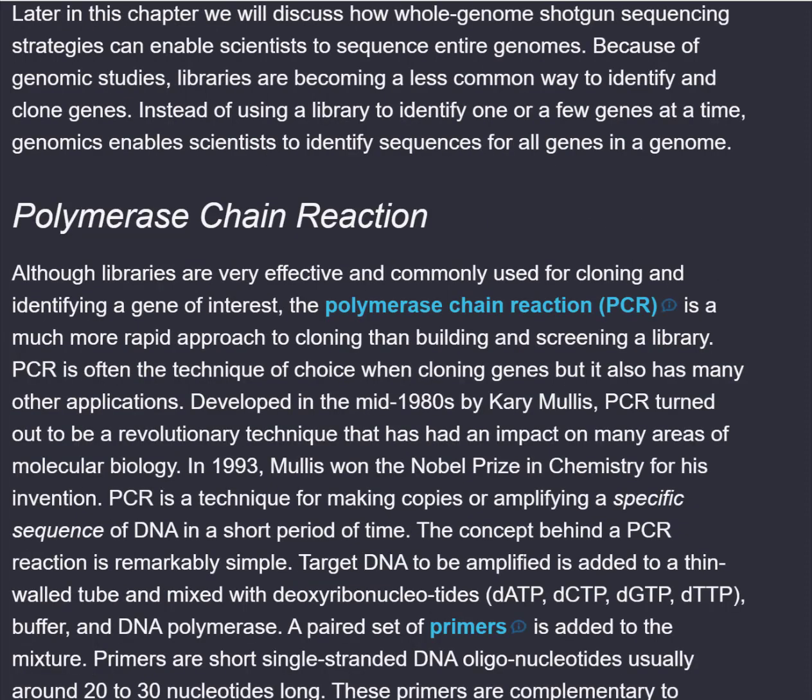Later in this chapter we will discuss how whole genome shotgun sequencing strategies can enable scientists to sequence entire genomes. Because of genomic studies, libraries are becoming a less common way to identify and clone genes. Instead of using a library to identify one or a few genes at a time, genomics enables scientists to identify sequences for all genes in a genome.